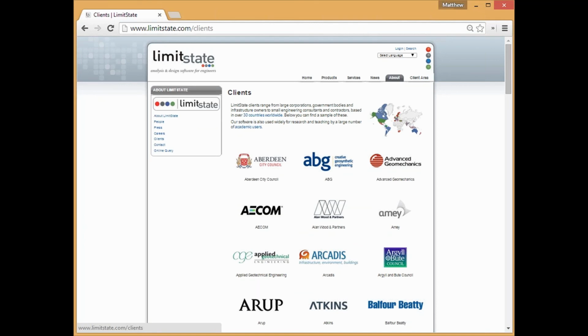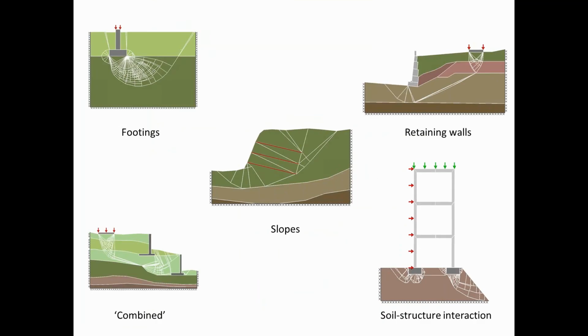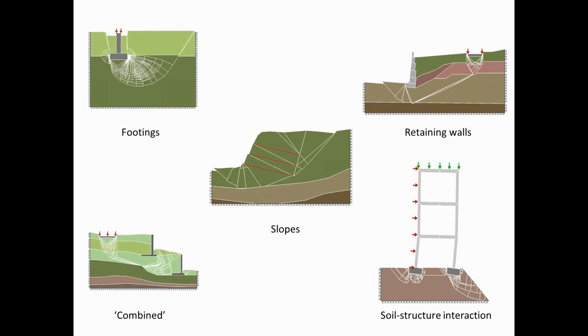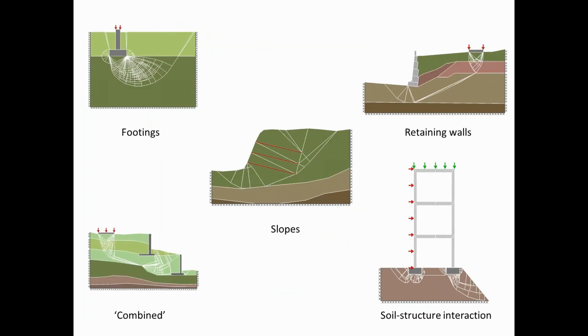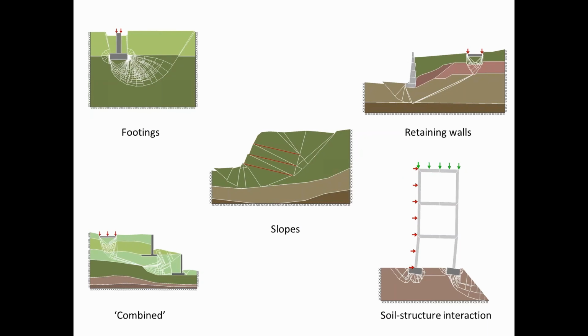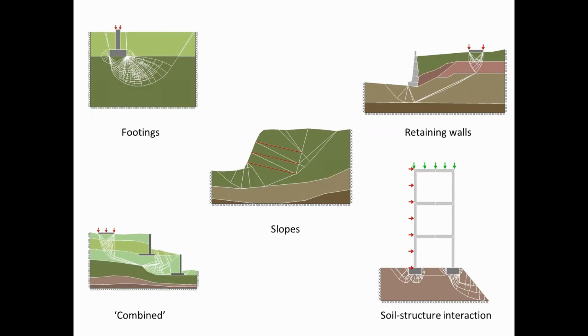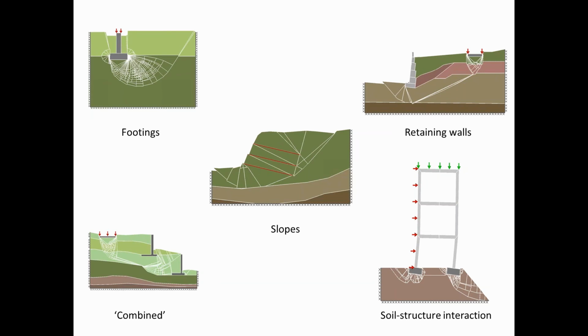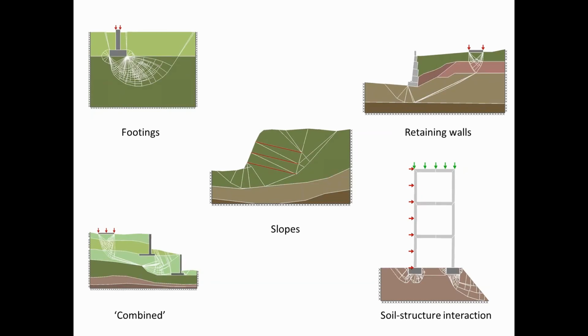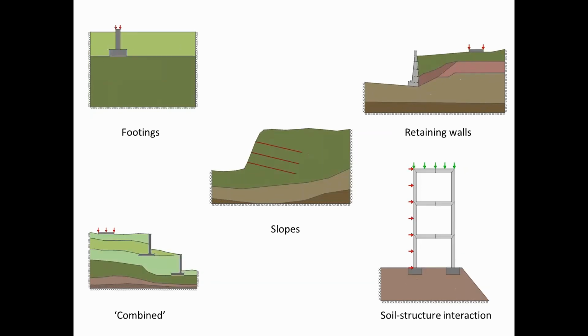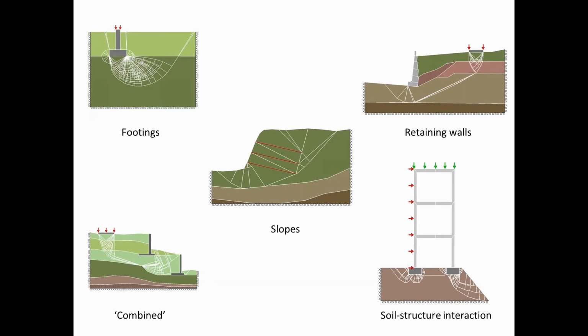Now, in terms of LimitState GEO, this slide illustrates a range of capability of the software. It's fully general software, able to determine the collapse state for any problem geometry, and it's able to model slopes, retaining walls, structural elements, or soil reinforcement, or any combination of these as shown by some of these examples. Our aim today is to focus on the retaining wall analysis, examples of which are shown in the top right and bottom left of this slide.